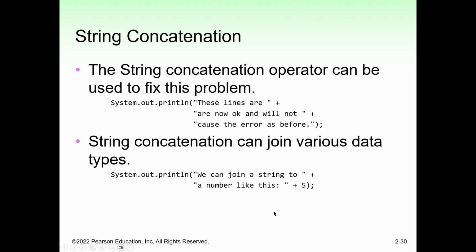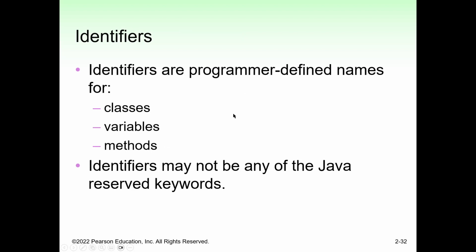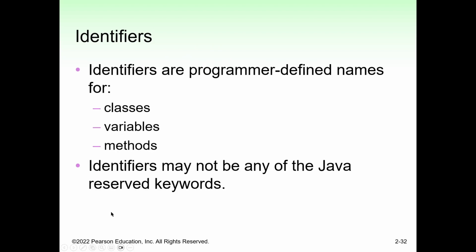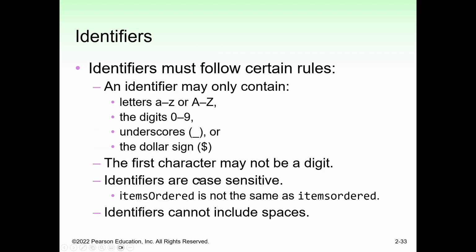Alright, so now we're going to talk about identifiers. Identifiers are simply the names that you give to your classes, variables, and methods. So whenever you have to make a choice on how to name something, that's called an identifier. That's all there is. And in Java, you cannot use any of the reserved words as your identifier. Here are some rules for naming your identifiers in addition to this one about the reserved keywords.